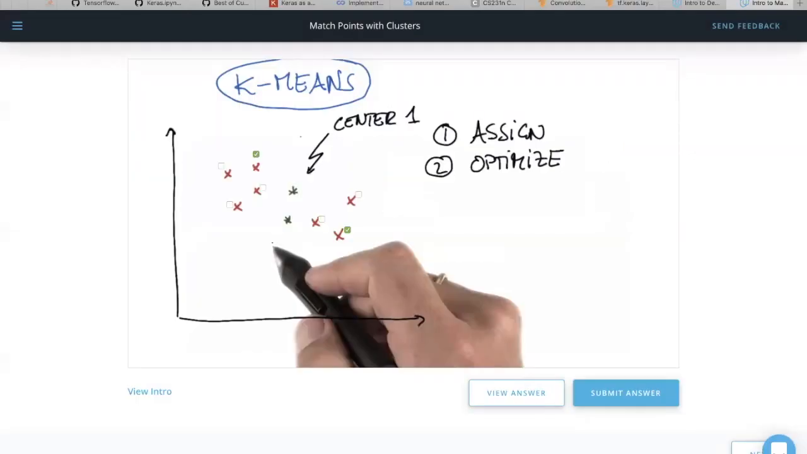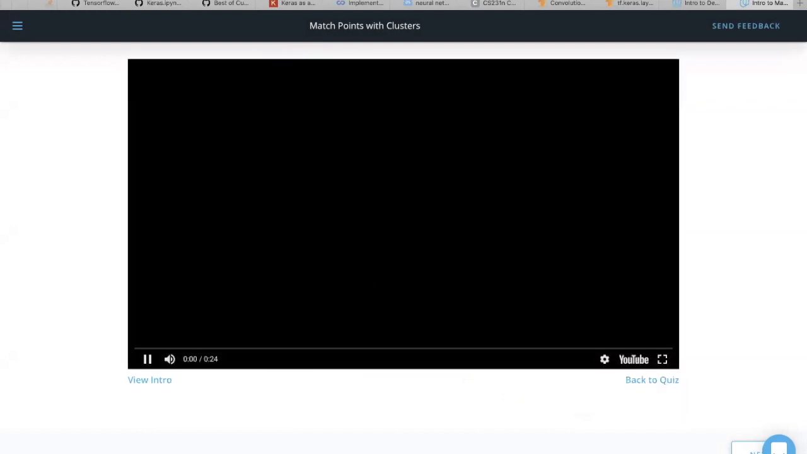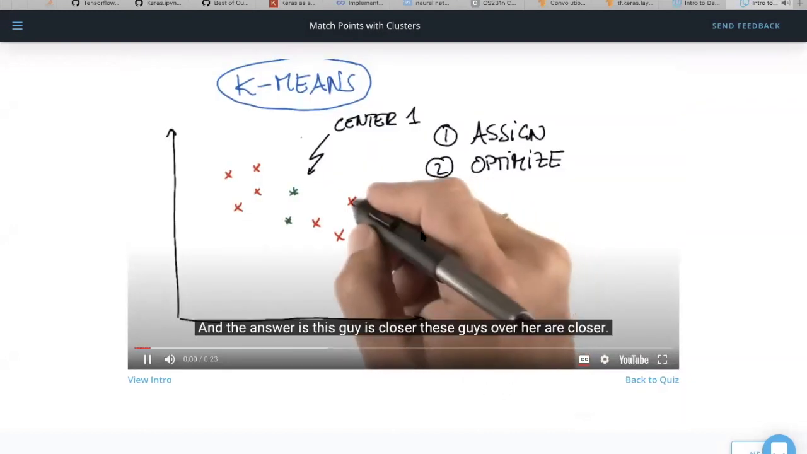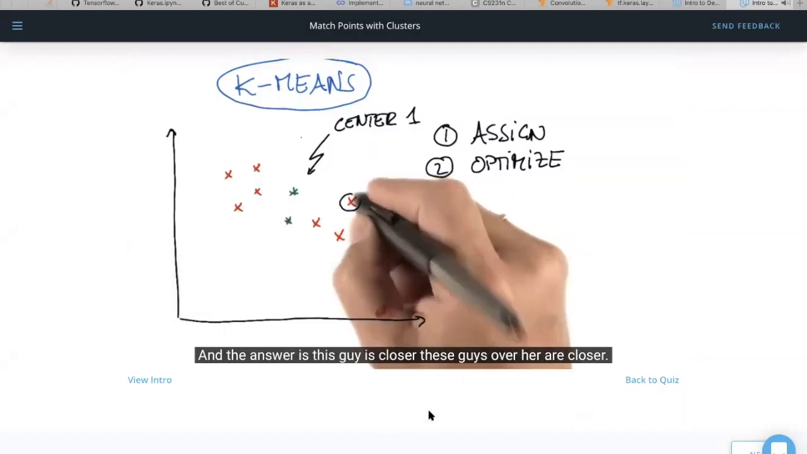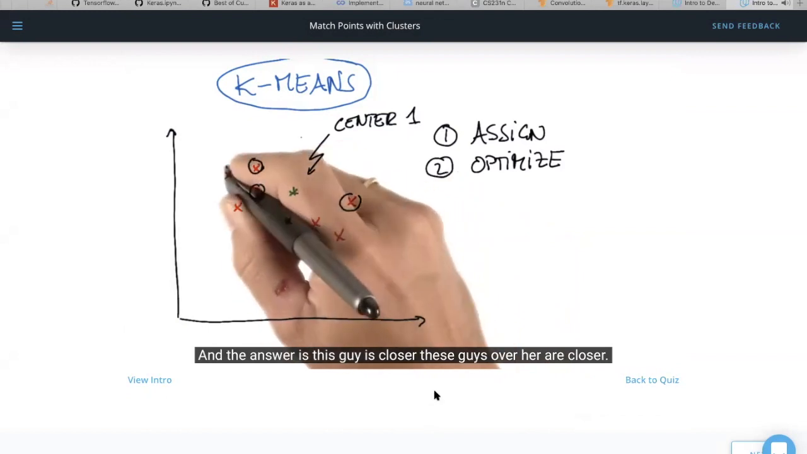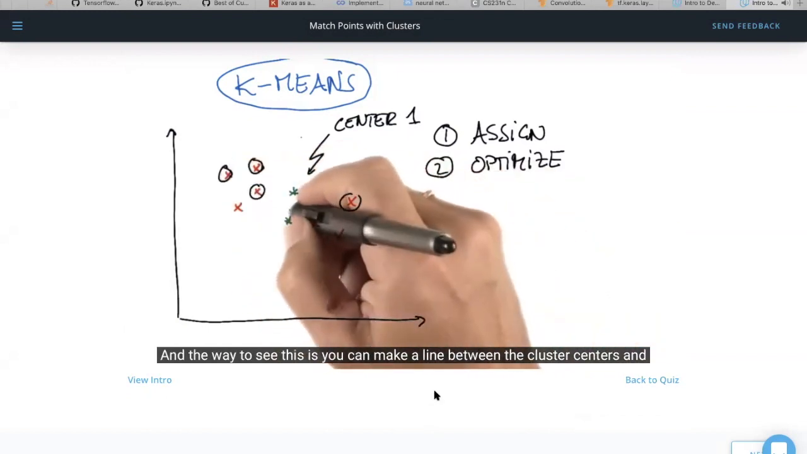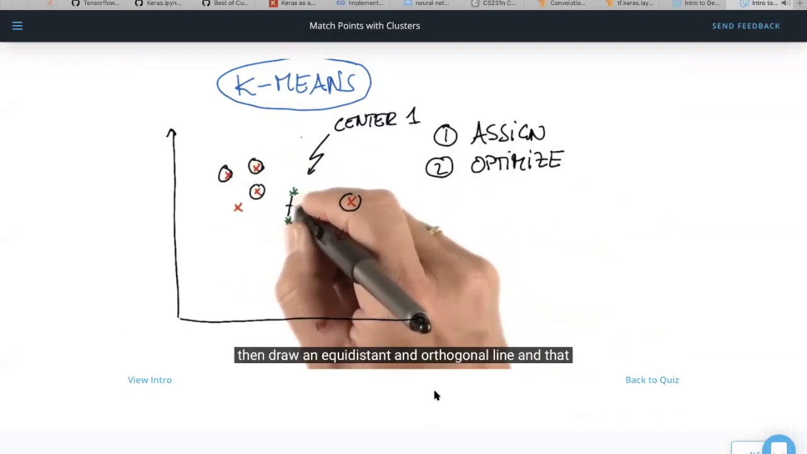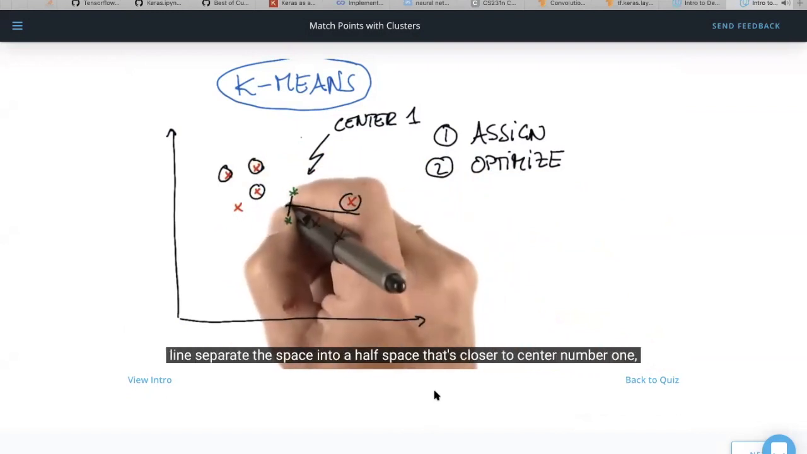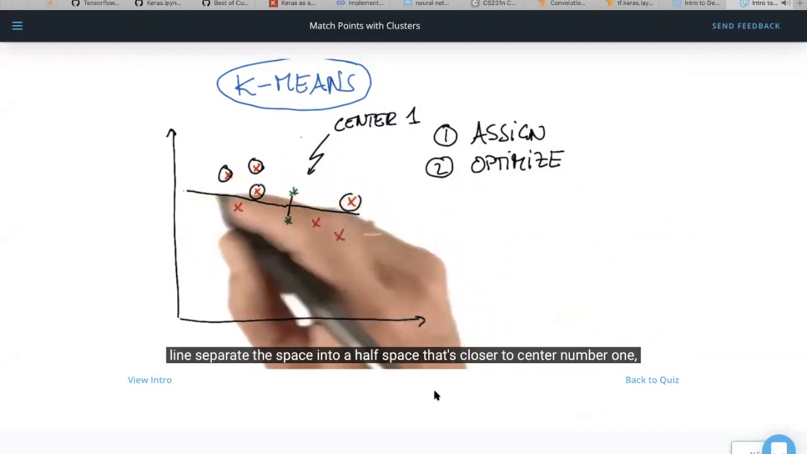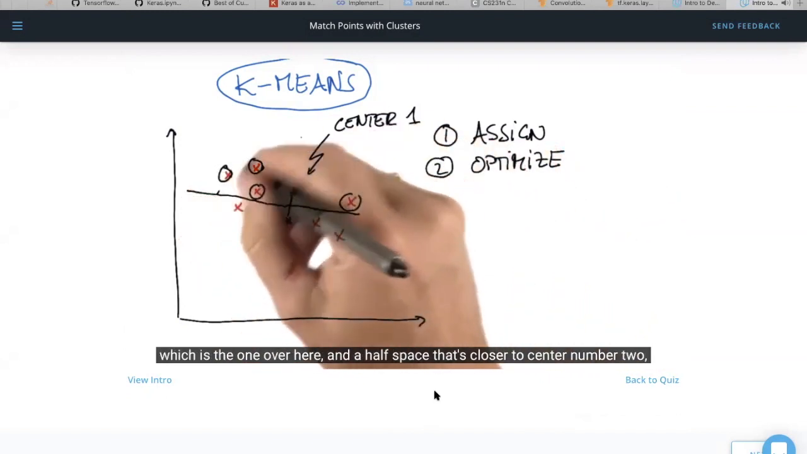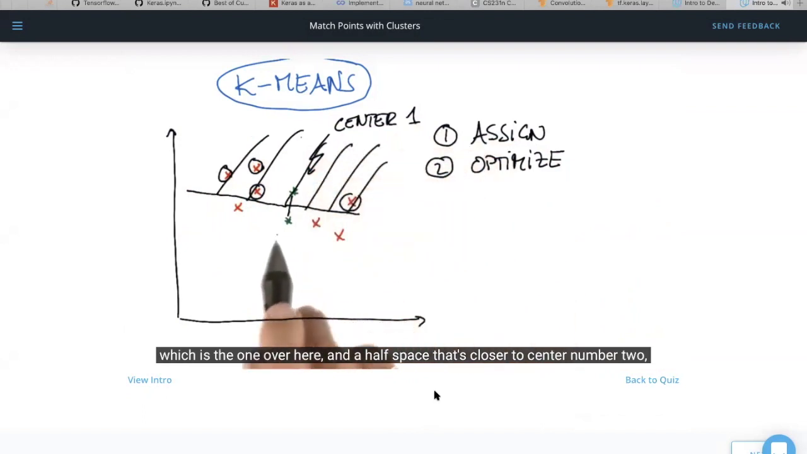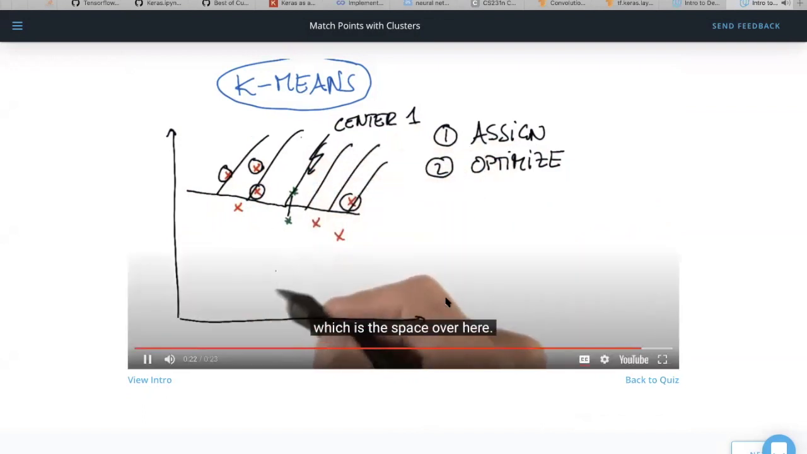And the answer is this guy is closer. And I would argue these three guys over here are closer. And the way to see this is you can make a line between the cluster centers, and then draw an equidistant and orthogonal line. And that line separates the space into a half space that's closer to center 1, which is the one over here, and a half space that's closer to center number 2, which is the space over here.